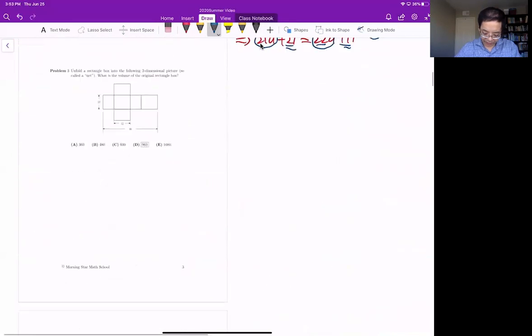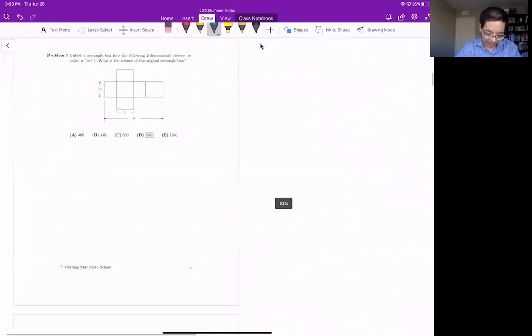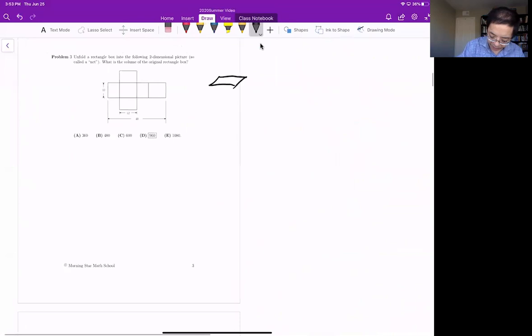All right, so this is the second problem. Now let's look at problem 3. So problem 3 is a geometry problem. It's a problem about solid geometry. Okay, so what we have here, we have a rectangular box. So we start from a rectangular box, and then you unfold it, right? Okay, so this gives you a two-dimensional picture, and this is a so-called net.